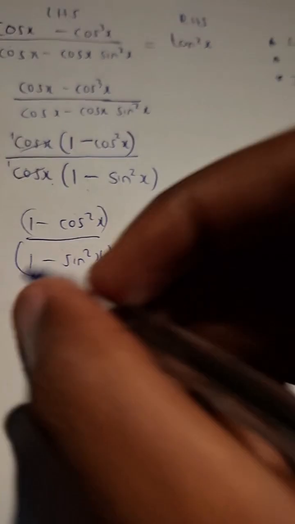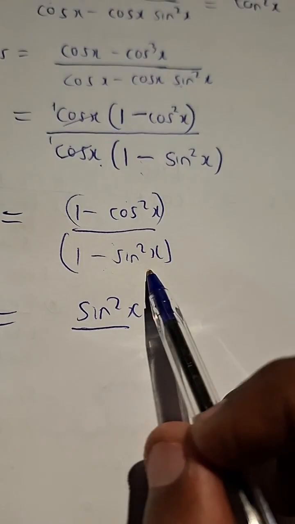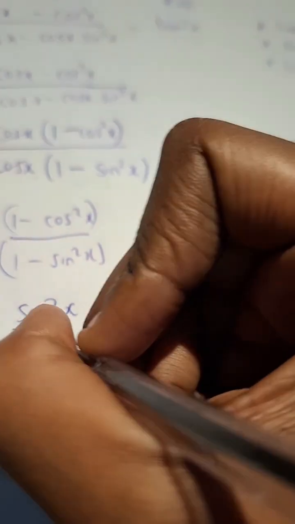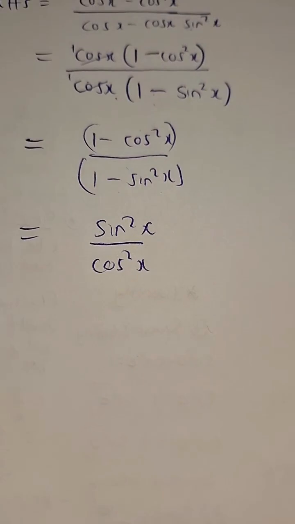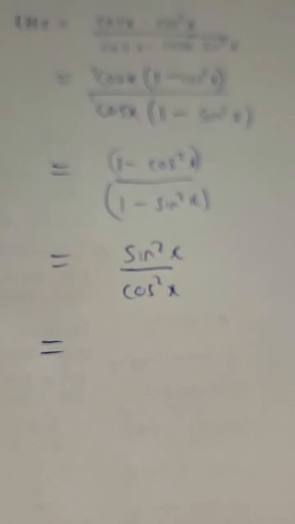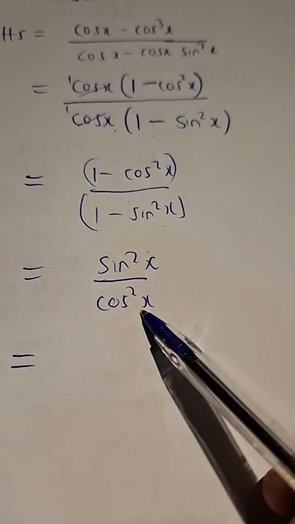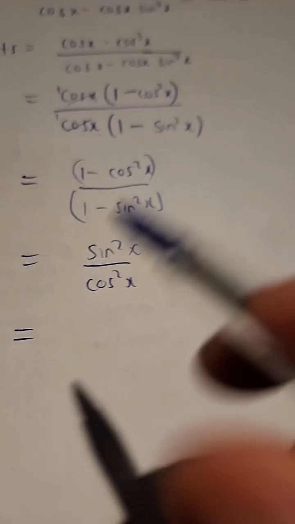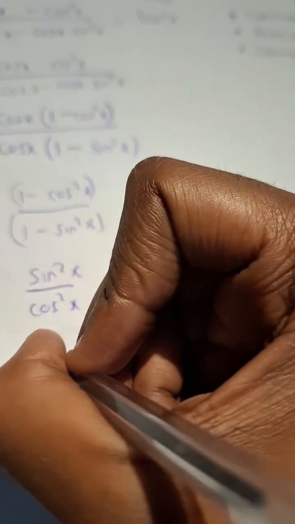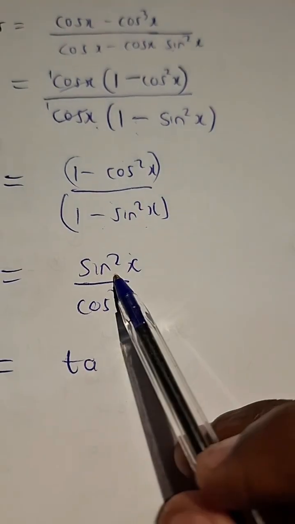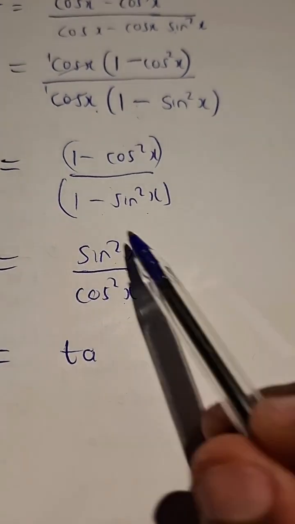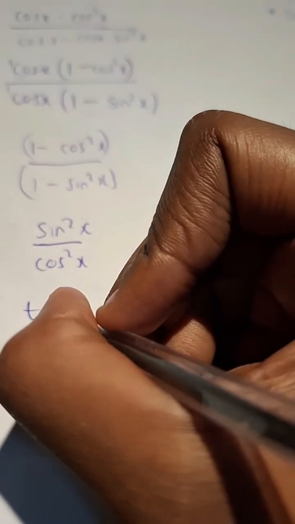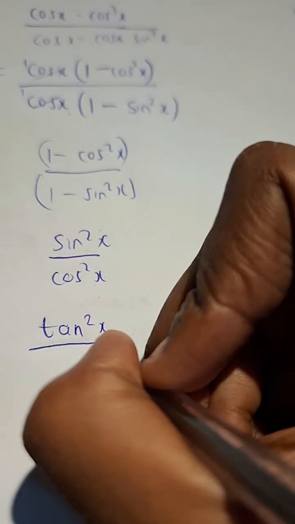Over 1 minus sine squared x is the identity cos squared x. Okay? Yes, Lebogang. Then finally, what is sine squared x over cos squared x? It is your identity again, because there's no simplification strategy that can be applied here. There is no factorization strategy that can be applied here. What can then be applied is the next strategy, which is the identity, tan squared x.